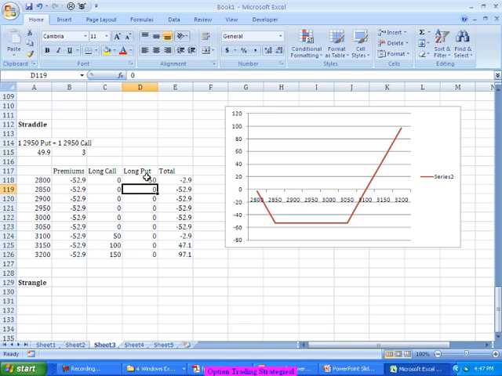But the only thing is, in a strangle, your maximum loss is decreased drastically. In the earlier case, your maximum loss was almost 150. Whereas here your maximum loss is just somewhere around 52.9. But you will make a profit when the market moves quite drastically. If it is fluctuating in a very narrow range, you will actually lose to the extent of 52.9. But at least that loss is capped. You don't lose significantly.